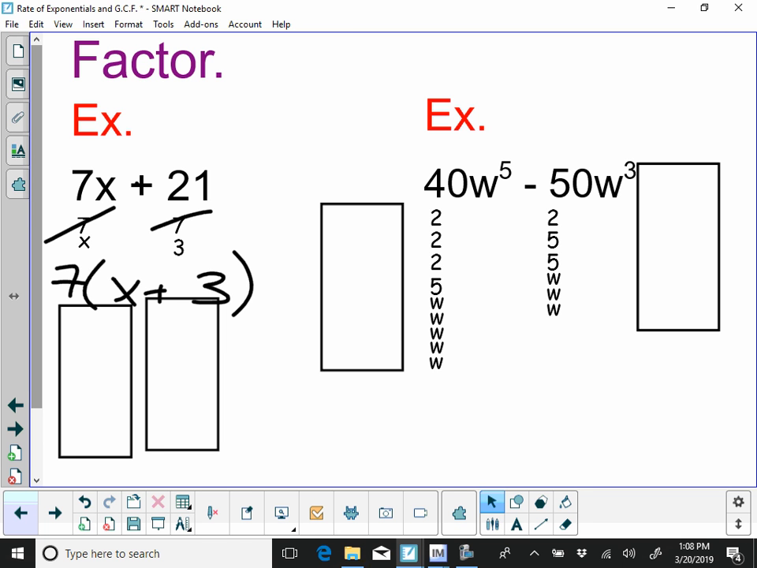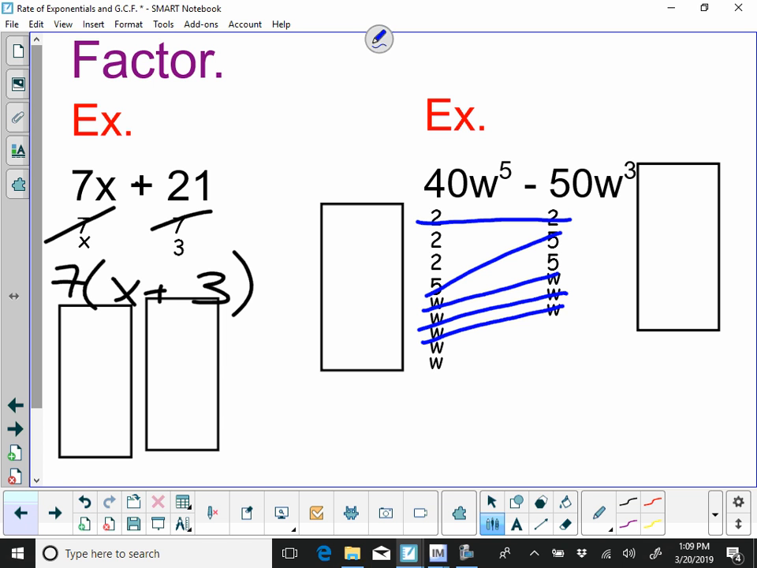So what do they have in common? They have a pair of 2's, a pair of 5's, and 1, 2, 3 W's, right? Okay, so on the outside I can put, what's 2 times 5? 10. I can put 10, W to the 3rd, okay? And what am I left with?